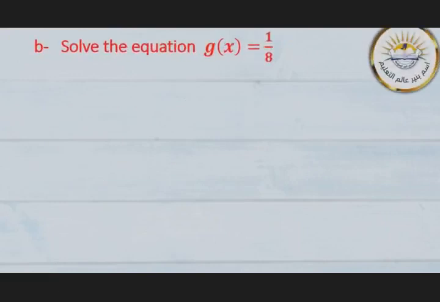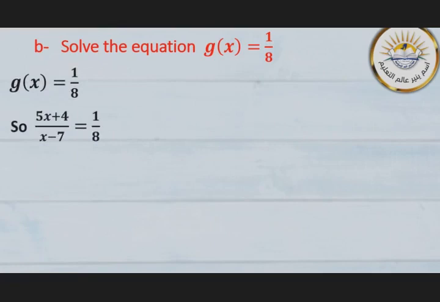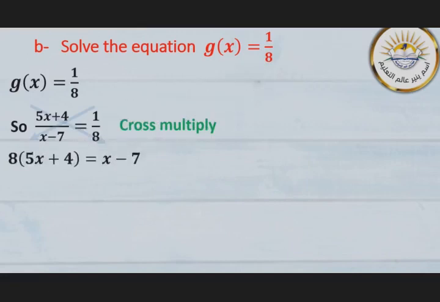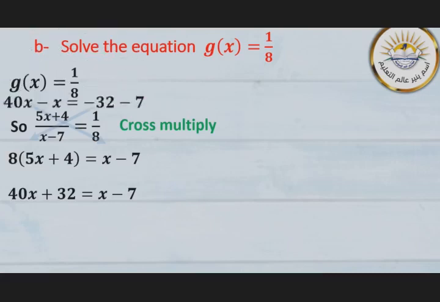B. Solve the equation g of x is equal to 1 over 8. As we said previously, g of x is equal to (5x plus 4) over (x minus 7) is equal to 1 over 8. We apply the cross multiplication to get 8 times (5x plus 4) is equal to (x minus 7) times 1. We do some development to get 40x plus 32 is equal to x minus 7.